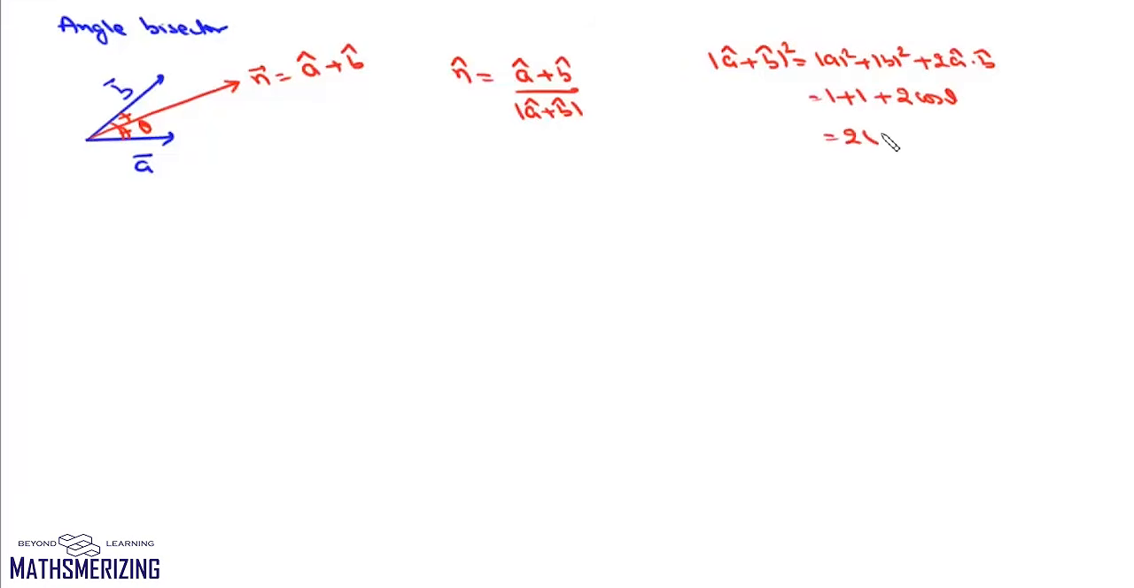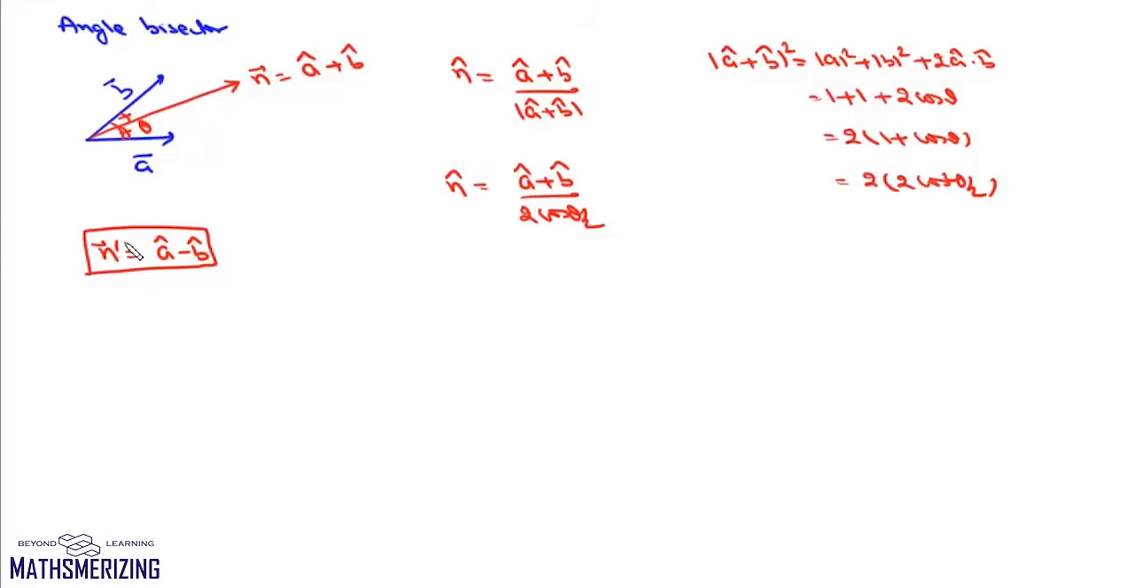We can take 2 common. It will be 1 plus cos theta. Now we can write this as 2 cos square theta by 2. So we can also write this n cap as a cap plus b cap upon 2 cos theta by 2. So this is how we can define the internal angle bisector. Now if we have to find the external angle bisector, it will be given by, suppose n dash, a cap minus b cap. This is how we can define angle bisectors of two given vectors.